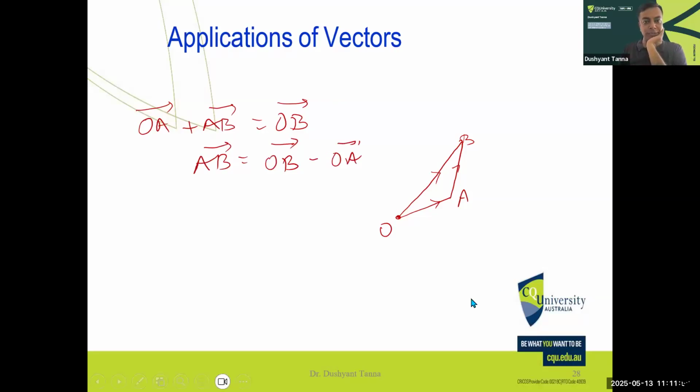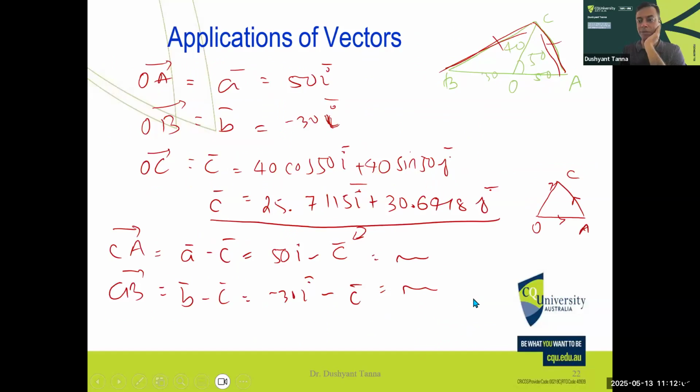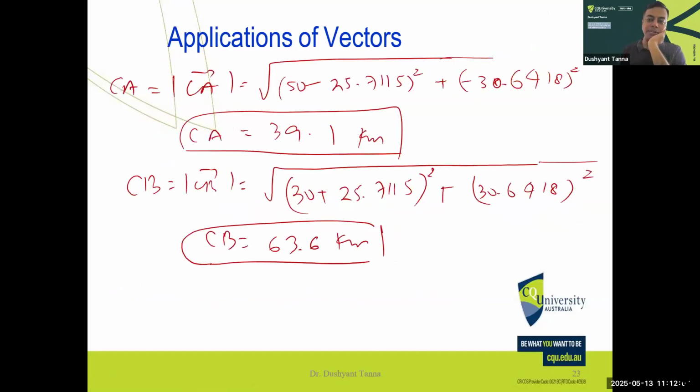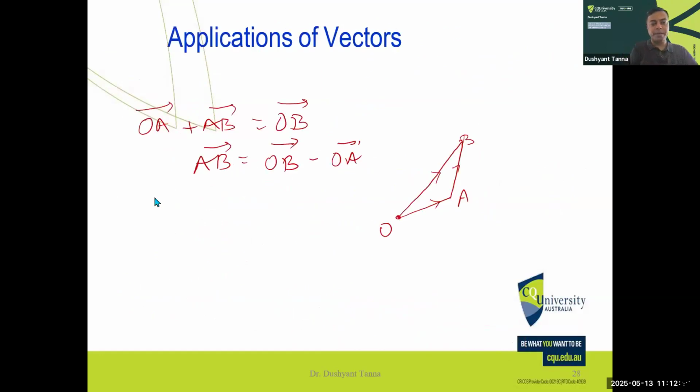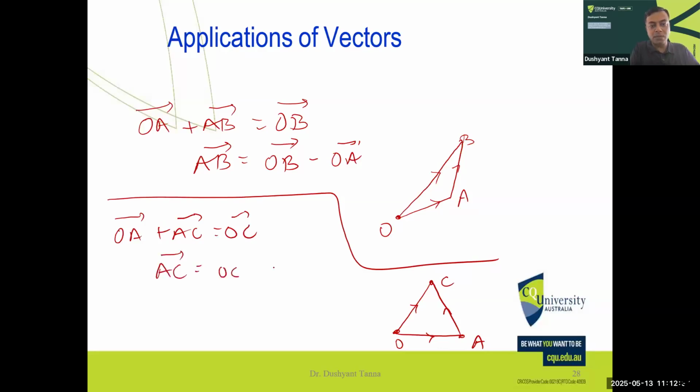If I go to the earlier part, I think it was question 4, where I was talking about CA, I can also explain that OA and C is a similar situation, but I'll just explain it here. In that earlier part, there was O, A is here, C was somewhere here, and that's OC. OA plus AC is OC. And so if I want AC, it is OC minus OA.